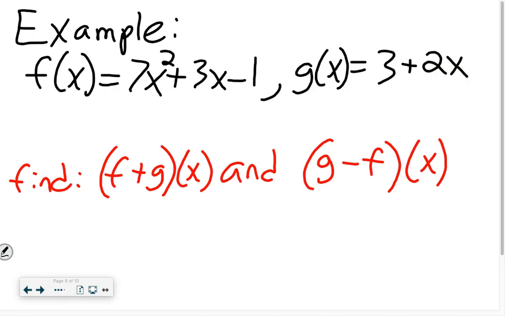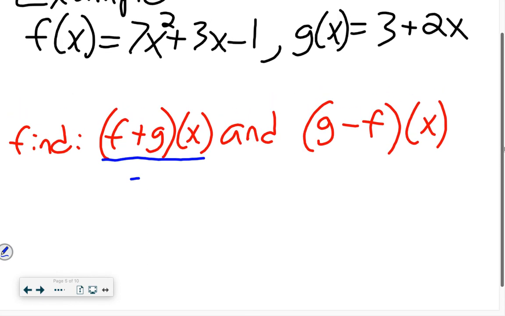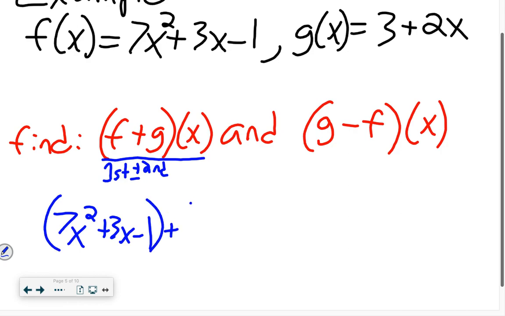Here's another example. The first equation is f of x equals 7x squared plus 3x minus 1, and g of x is 3 plus 2x. And so first things first, they ask you to find f plus g of x, which just means you add the first and the second equation, right? This is the first plus the second. So we're going to do 7x squared plus 3x minus 1 plus 3 plus 2x.